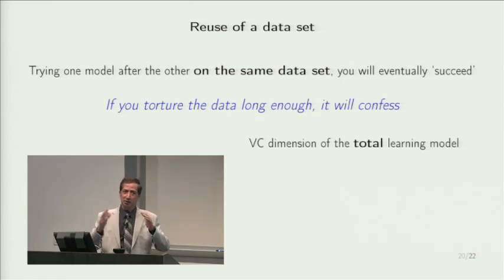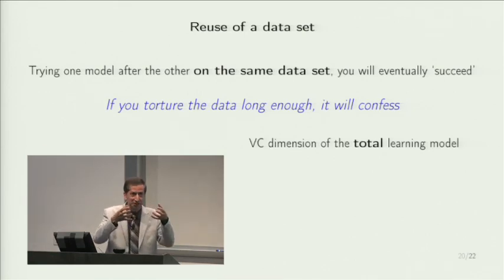So again, as we will see, there will be remedies for data snooping. It's not like I have to try a system, and when I fail, I just quit. That's not what is being said. It's just asking you to account for what you have been doing. Don't be fooled into thinking that I can do whatever, and then the final guy that I use with a very simple model after all the wisdom that I accumulated from the data is the VC dimension that I'm going to charge. That just doesn't work.